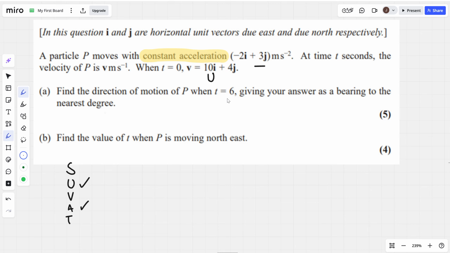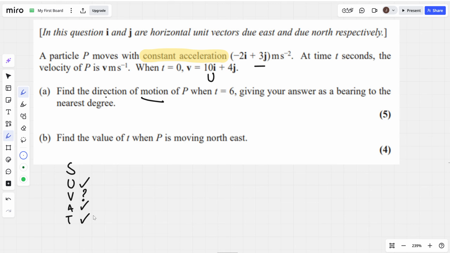Find the direction of motion when t equals 6. So motion is about things moving, which means that we want to find v. Direction means we're going to do some trigonometry. We're going to work out what the velocity is first, and then work out which way it's going, because it's a vector, it has a direction. Give it as a bearing.